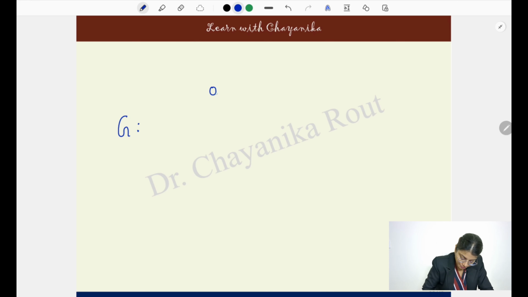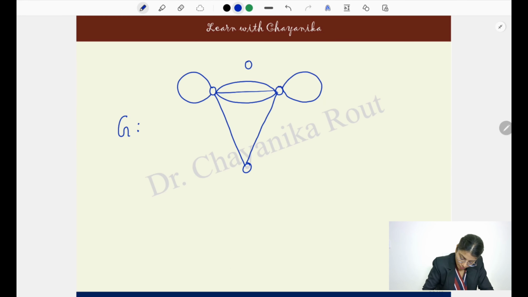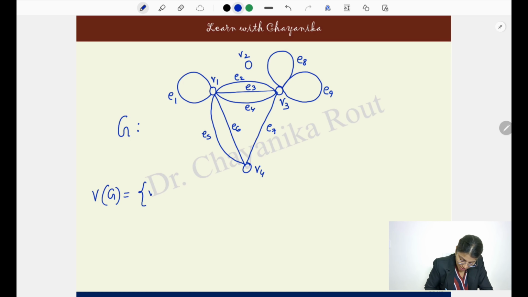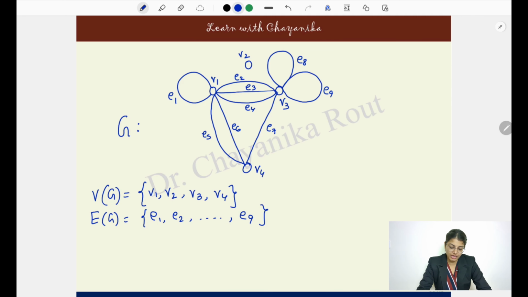Suppose G is a graph. In this graph, we have the vertices V1, V2, V3, V4. Edges are E1, E2, E3, E4, E5, E6, E7, E8 and E9. So whatever we have studied, let's just revise once. The vertex set of the graph V(G) is the set containing V1, V2, V3 and V4. The edge set of the graph is the set containing all the edges E1, E2, dot dot dot. I am not writing the edges, there are 9, you should write all of them. So we have 4 vertices and 9 edges.